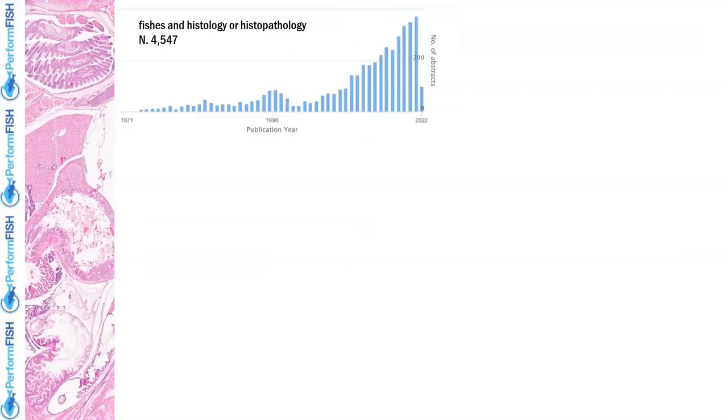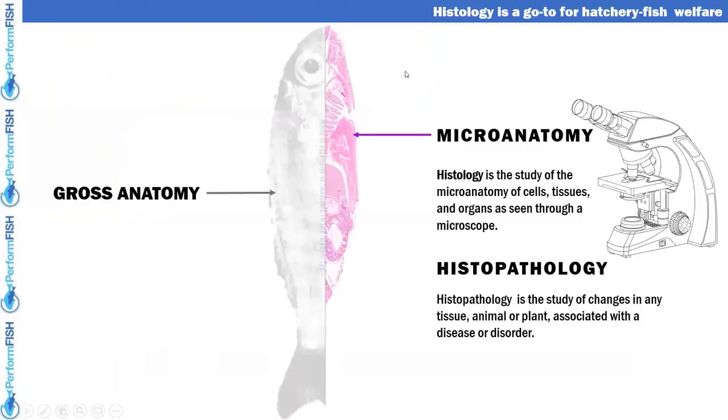And thus, histology can still be used as the only investigative method, but more often it is an essential component in multidisciplinary studies. Today, if you do a review of scientific literature that associates fishes and histology or histopathology, you find more than 4,000 papers. You can see some of them.